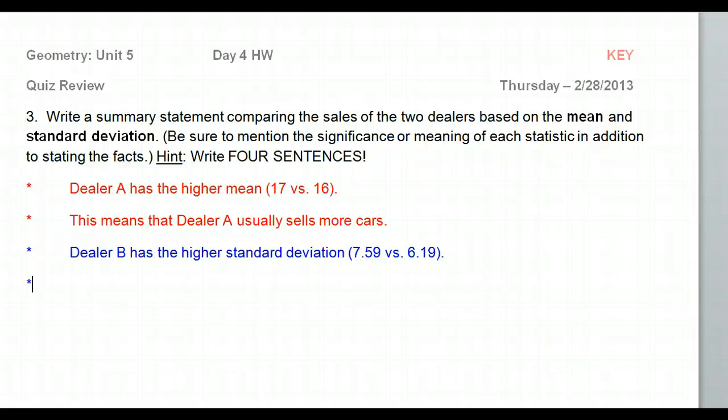Now tell me what it means. This means that, okay, remember, standard deviation reflects variation. So a higher standard deviation means that there's more variation of something. In this case, more variation in the number of cars sold. So this means that dealer B car sales vary more from month to month.